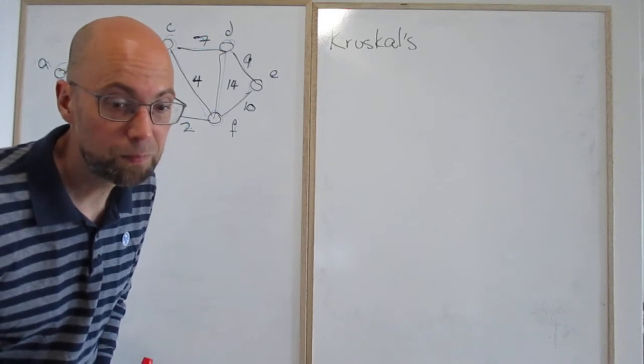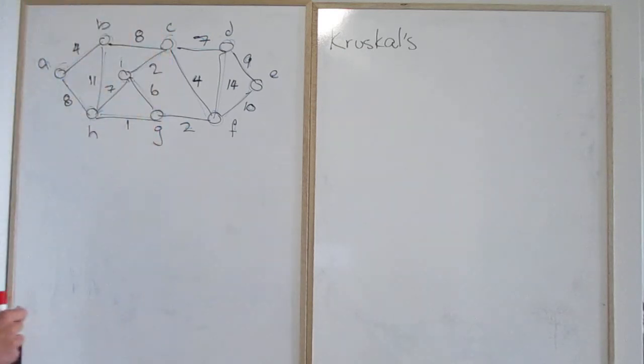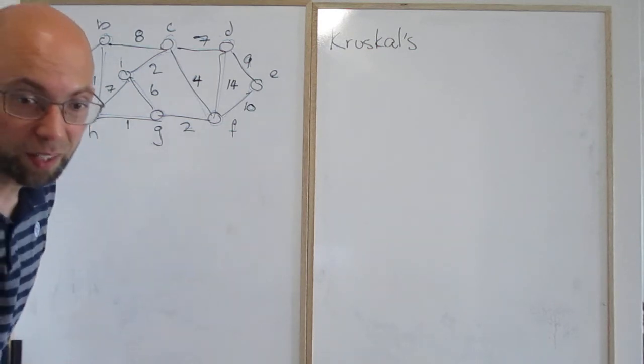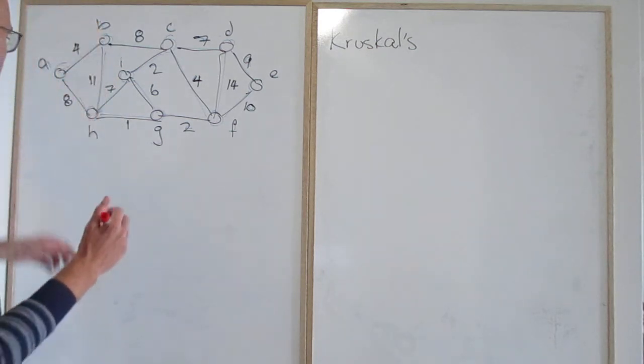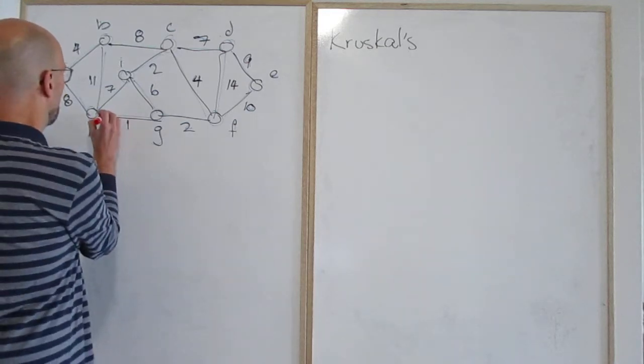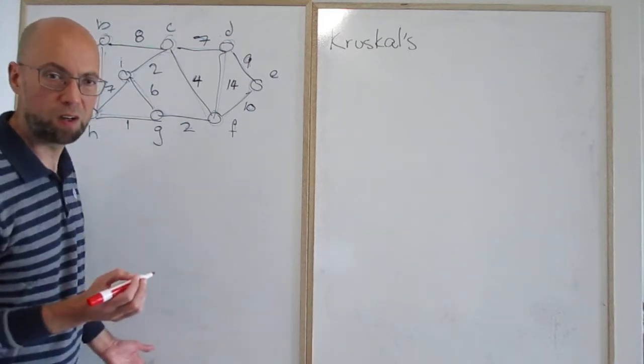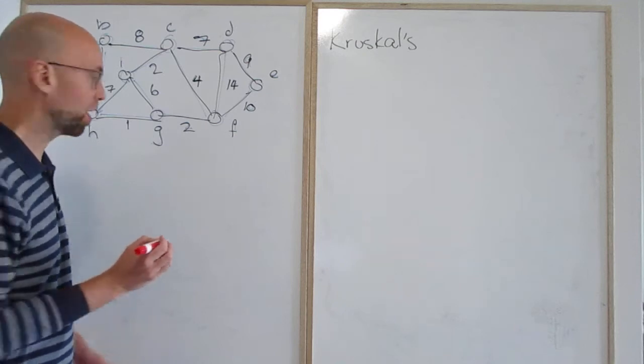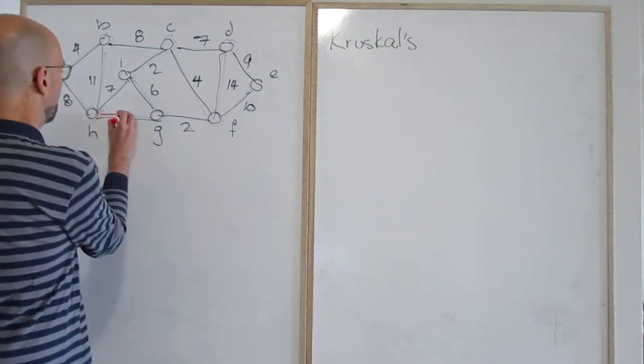Anybody? It is the edge with cost 1, right? H to G. Okay, okay. Yes, H to G. Okay. Does it create a cycle? No, because we don't have any other edges yet. So we're going to add this.